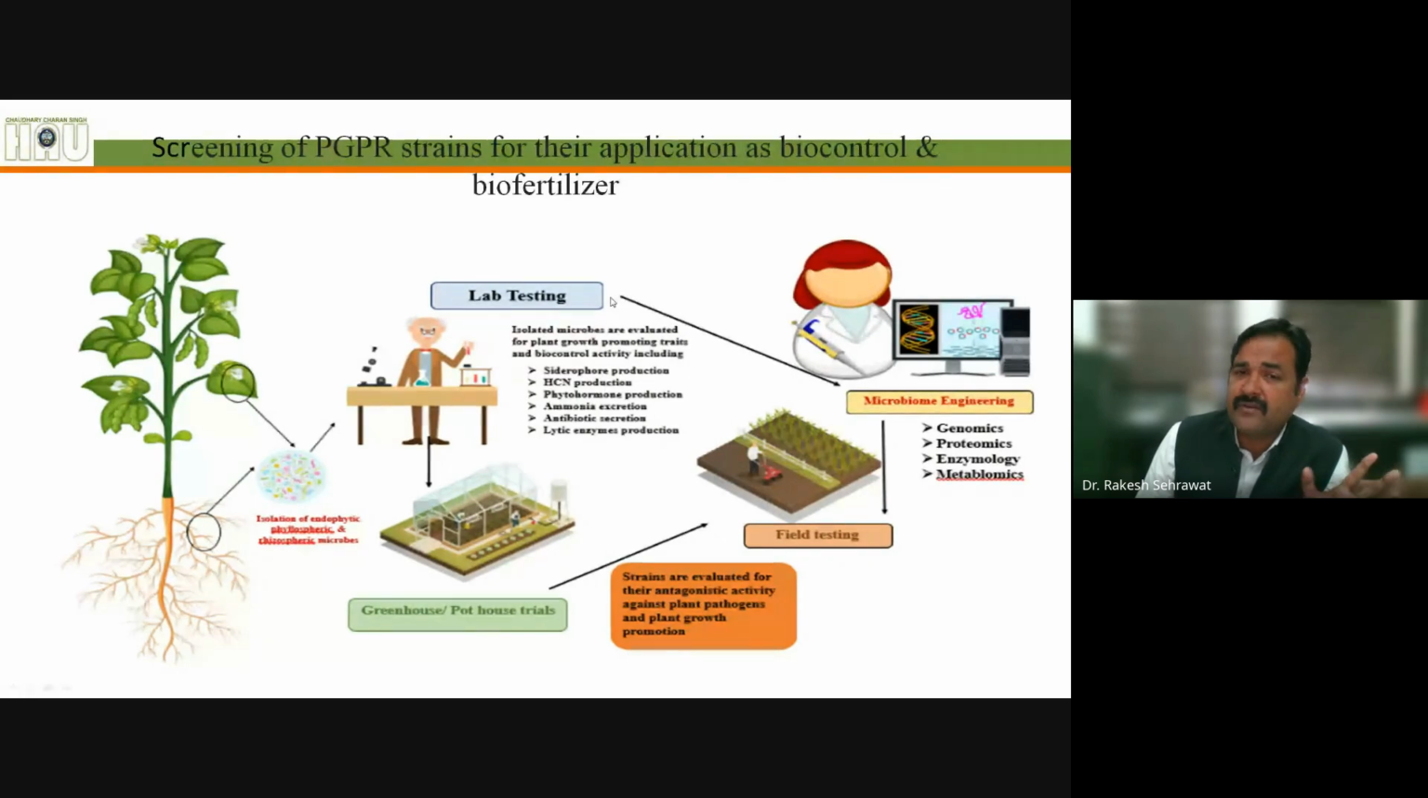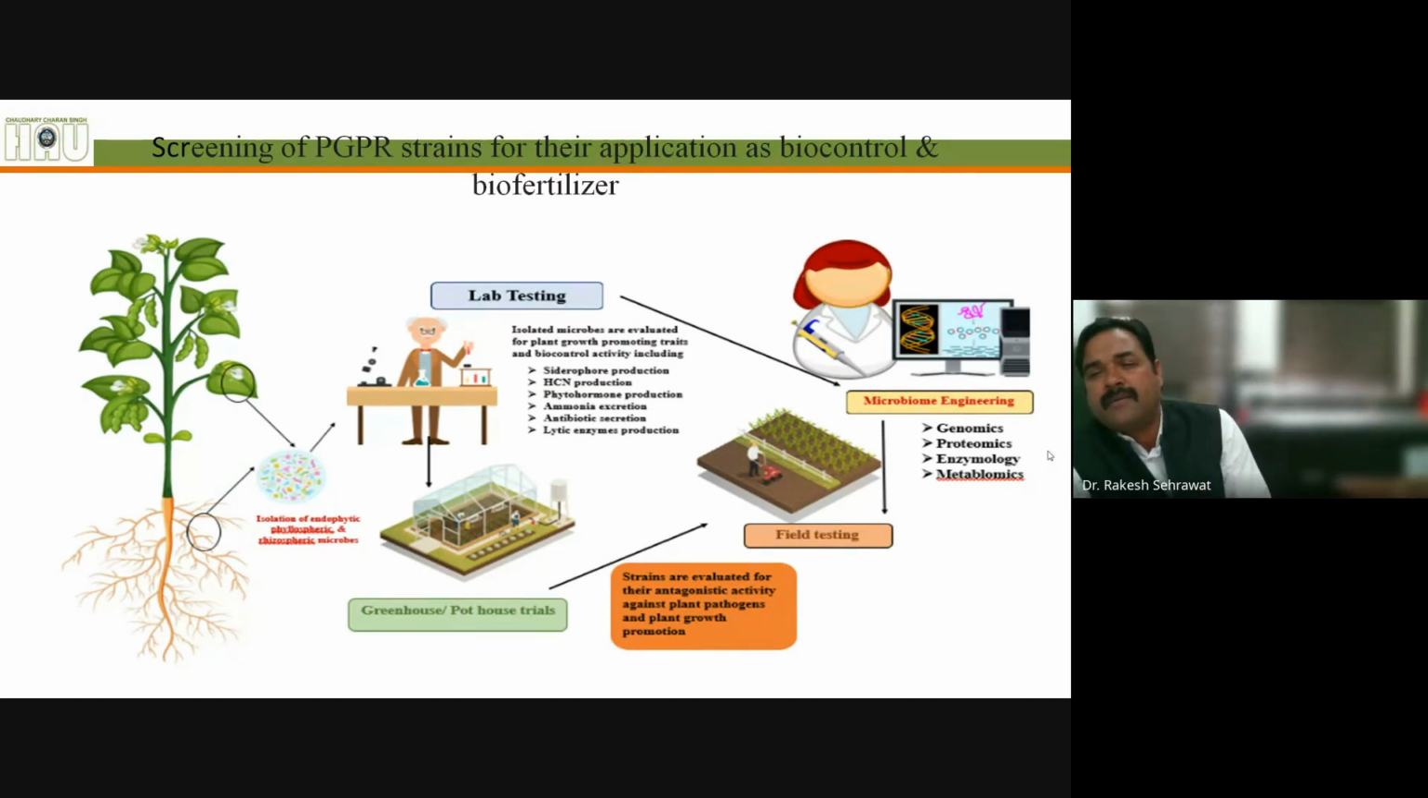After that, we go with the lab testing. Lab testing includes different traits, including siderophore, HCN production, phytohormone, ammonia excretion, antibiotic excretion, lytic enzymes. Once they are there, we can further go with microbiome engineering. Microbiome engineering means we need to alter its genome, or by conventional practices we can increase the particular hormone, and after that we can go with the greenhouse or pot house trials, and then the field testing. The field testing includes the research farm, followed by the farmer's field, and followed by the diversified field testing.